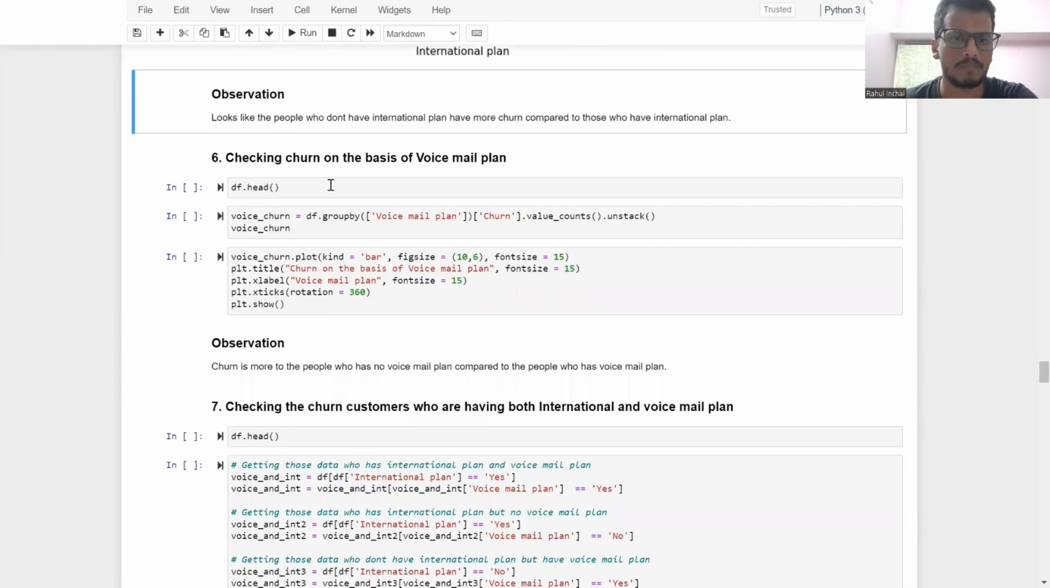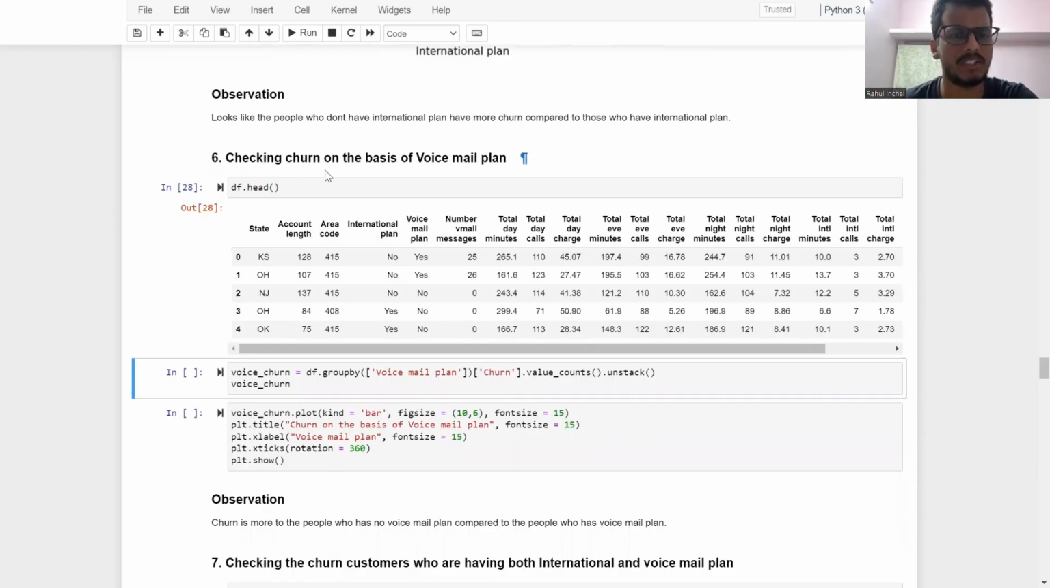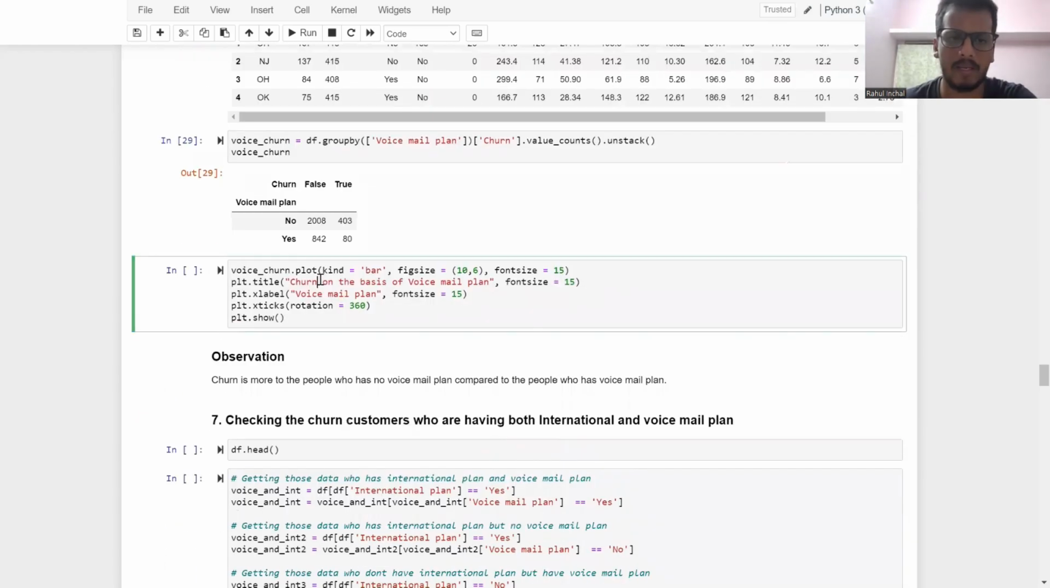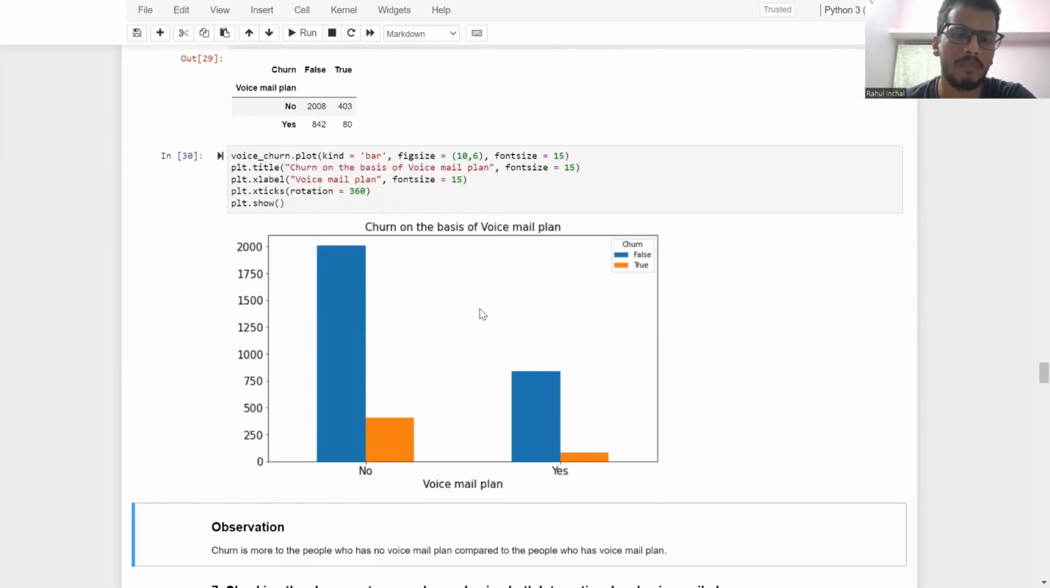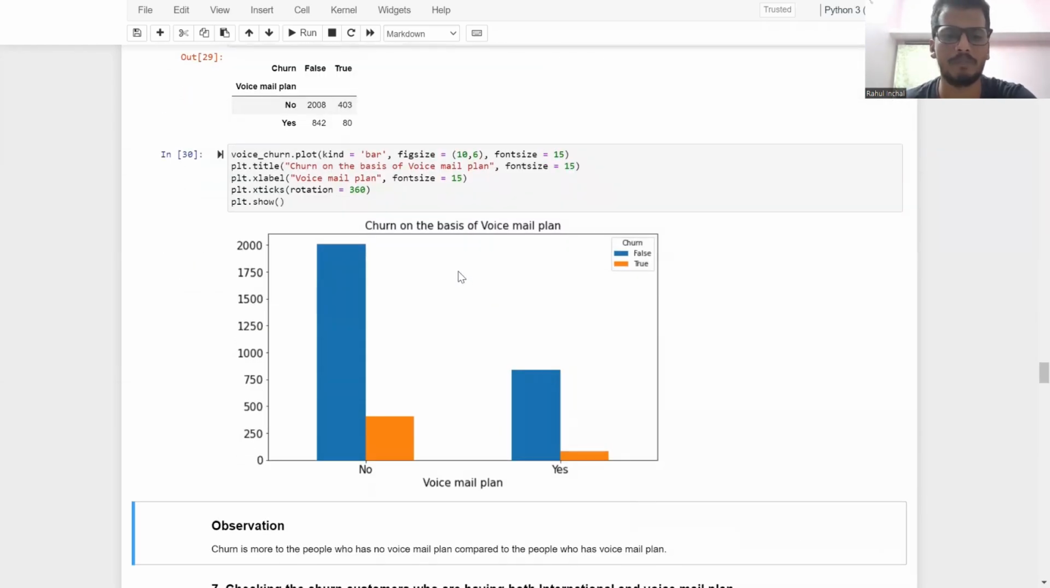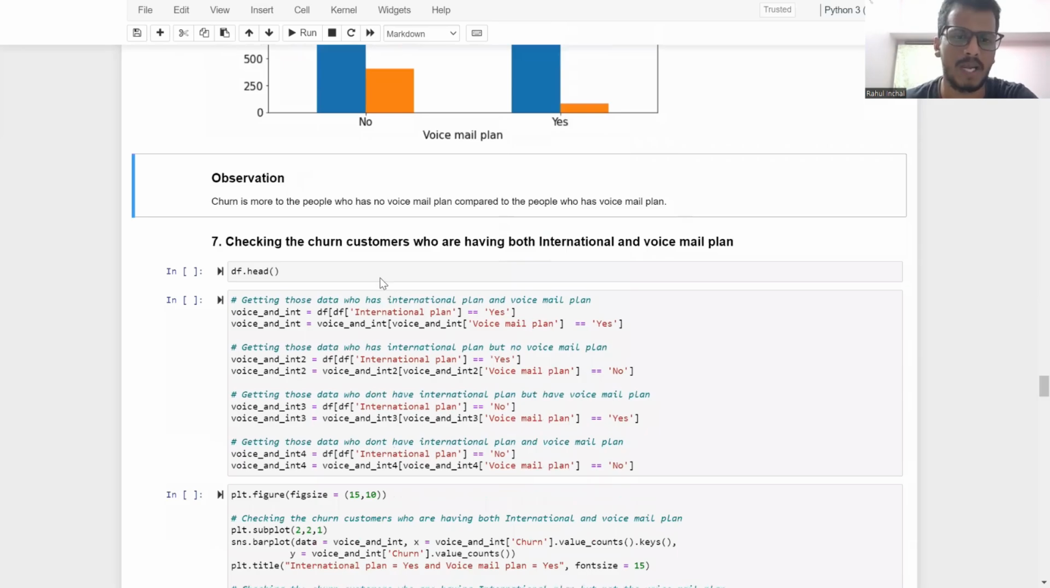Fine. So now the next question is checking churn on the basis of voicemail plan. And again, we go by graph. So again, it comes down to the same. The proportion remains the same, which means churn is higher among people who have no voicemail plan compared to people who have a voicemail plan. Again, there are a lot of people who don't have a voicemail plan as well. So that is what it is.